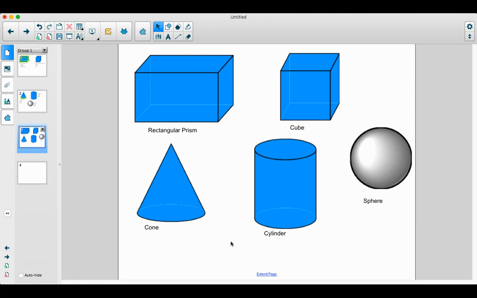As you study these three-dimensional shapes in this lesson, have fun finding them around your house.